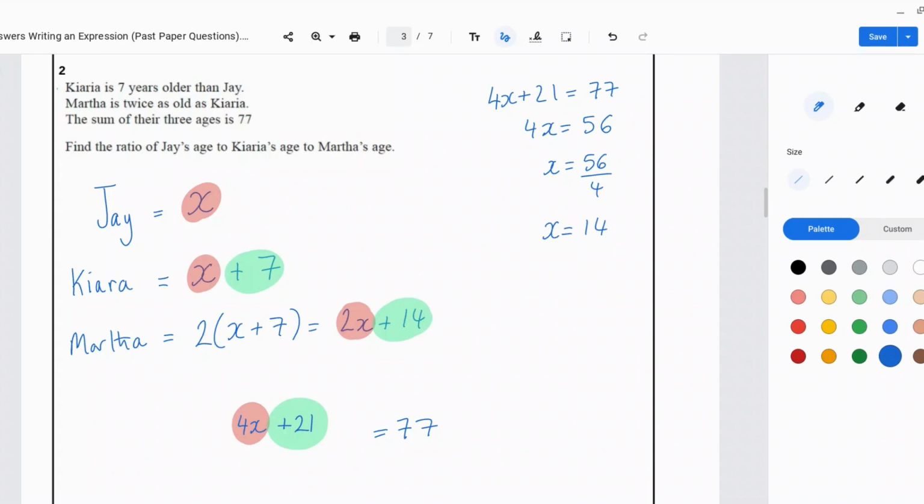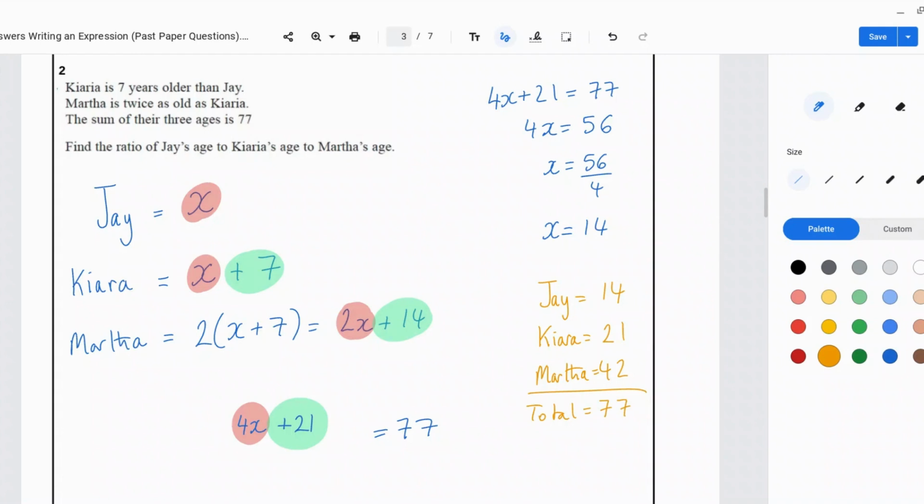That now means we can figure out all their ages. Jay's age was X, so Jay is 14. Kiara is 7 years older, so she's 21. And Martha is twice as old as Kiara, she's 42. Now what we can do at this point, and we should definitely do it, is check we've done it right by adding up their ages. And when we do that, we get 77. So we must have done it right.